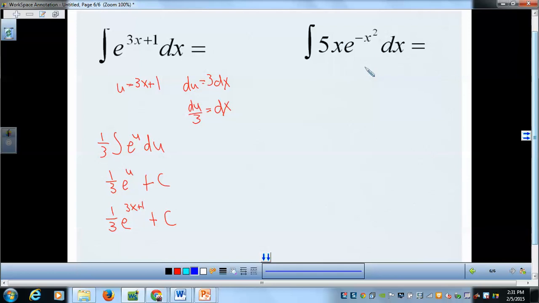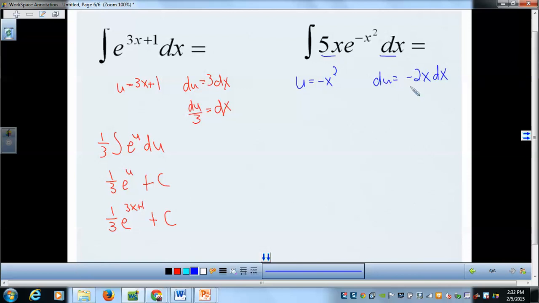Okay, so let's take a look at what you have here. Hopefully when you did this problem, you let your u be negative x squared, and then you got a du of negative 2x dx. Now, once again, that doesn't quite match what we have here. We want a 5x dx.